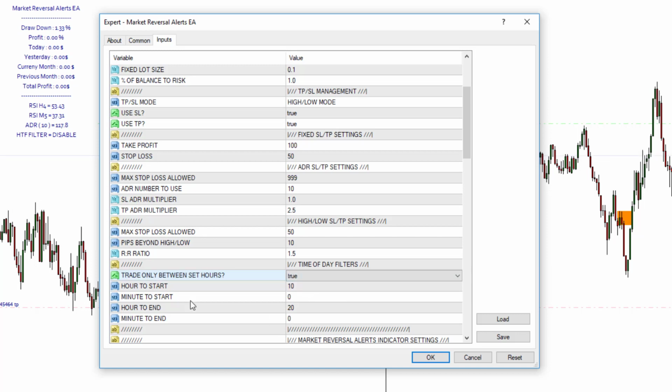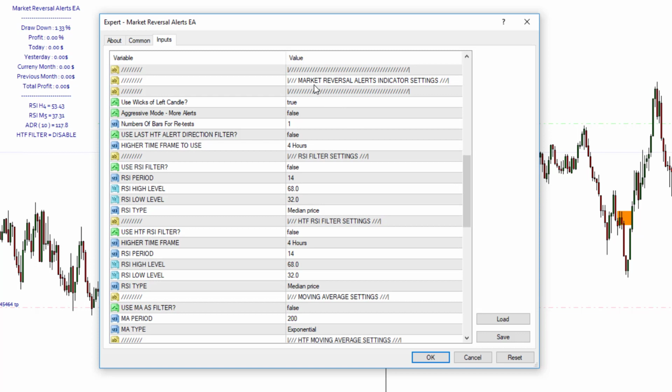And these times here, you've got an hour start and a minute start, an hour end and a minute end. These are your broker times. So whatever you can see on your chart here, in this case it's 4:05 roughly in the afternoon, that is what the inputs for the EA need to be.